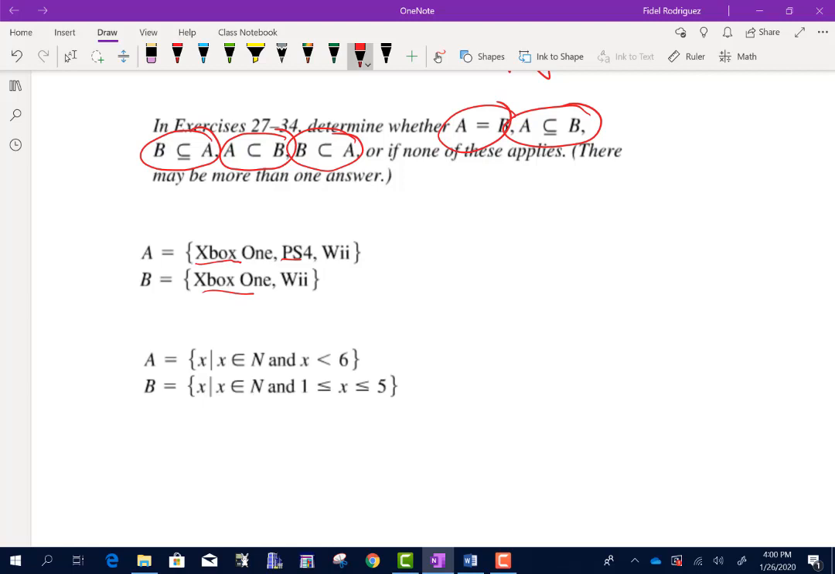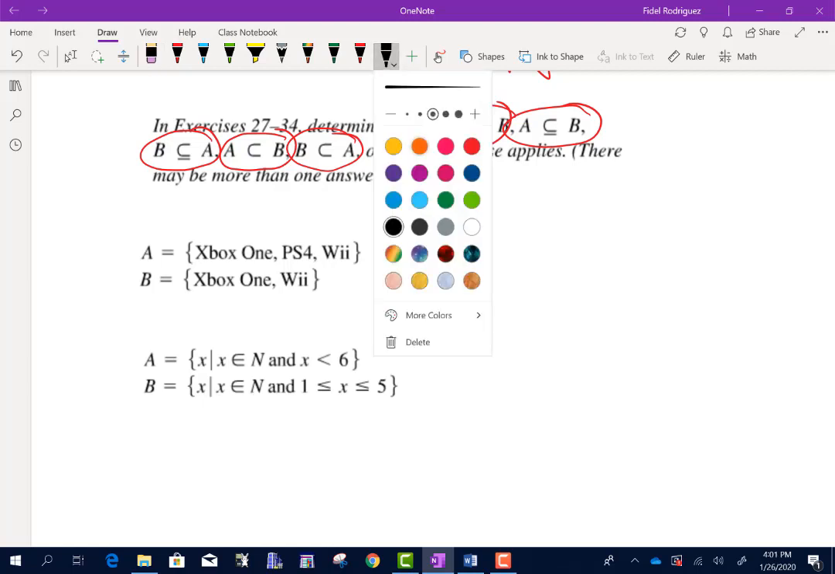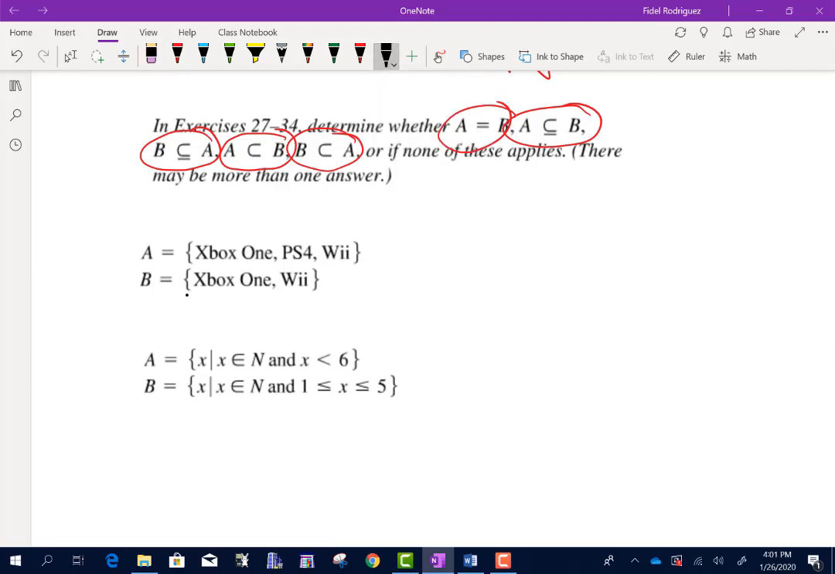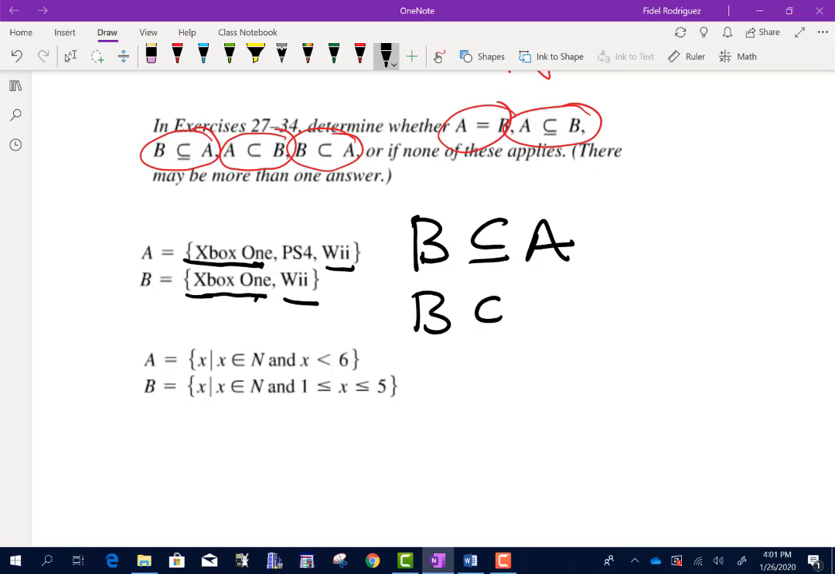Number one, I can already see they're not equal. But let's do it the other way around. Is this word here? Let me erase this. Okay, let's come back over here. Is this word also here? Yes, it is. Is this word also here? Yes, it is. So I know that B is a subset of A, and it's also a proper subset because of the PS4.